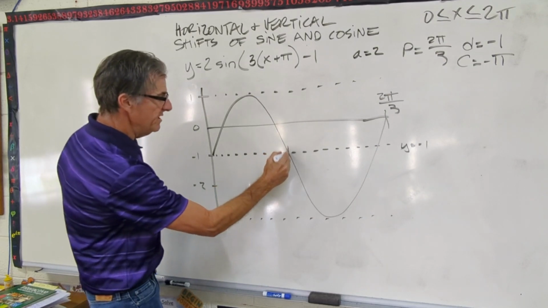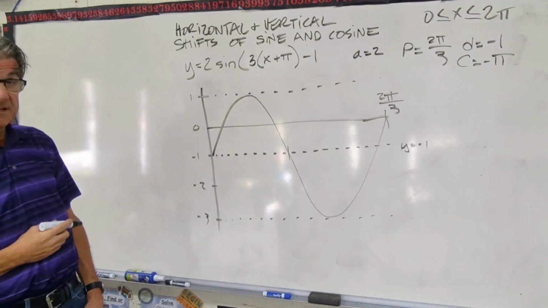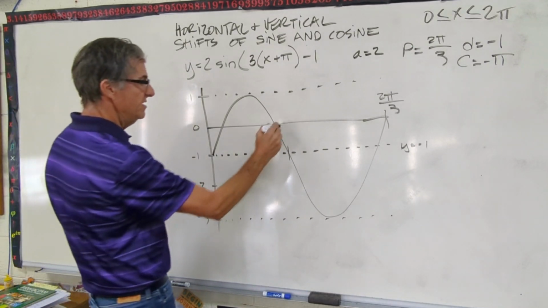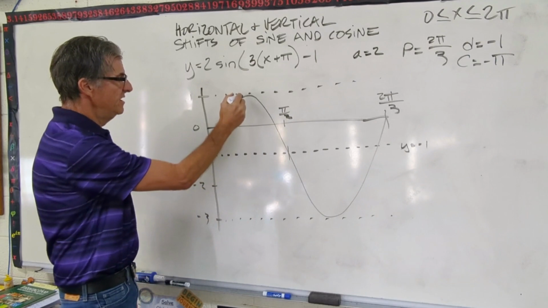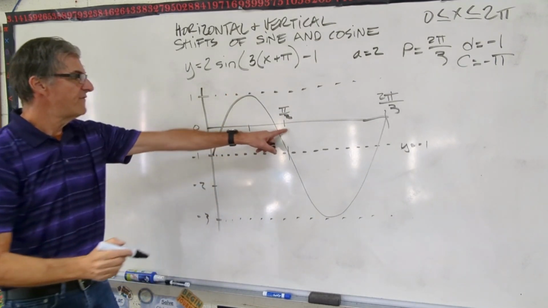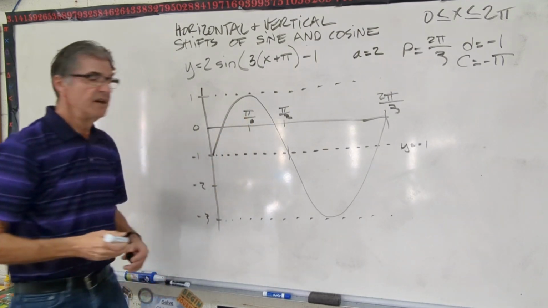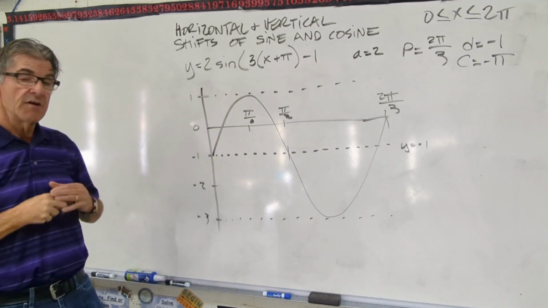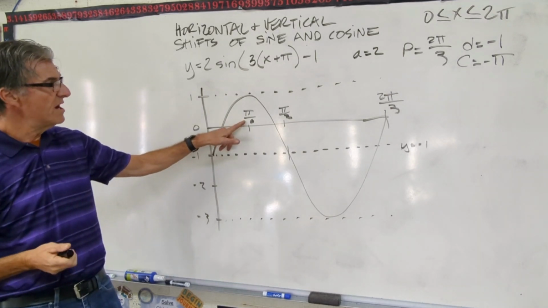Now this point, that's the halfway point. So what is that going to be? 1 pi over 3. So this is pi over 3. Now this point is half of that one, so that's pi over 6. Now one of the ways I like to count through my radians is in pi over 6s. So this is 1 pi over 6.